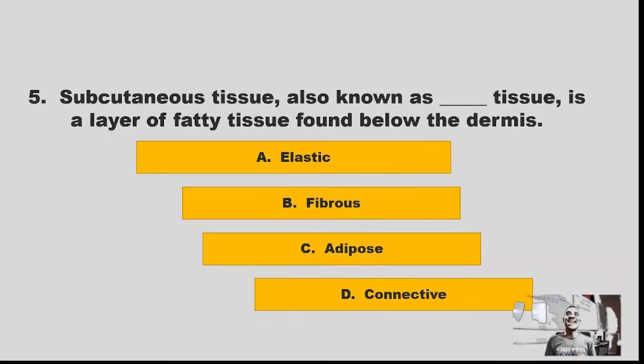Up next, subcutaneous tissue, also known as blank tissue, is a layer of fatty tissue found below the dermis. Is it elastic? Is it fibrous? Is it adipose? Or is it connective? What type of tissue is it? And if you chose C, adipose, you are correct.